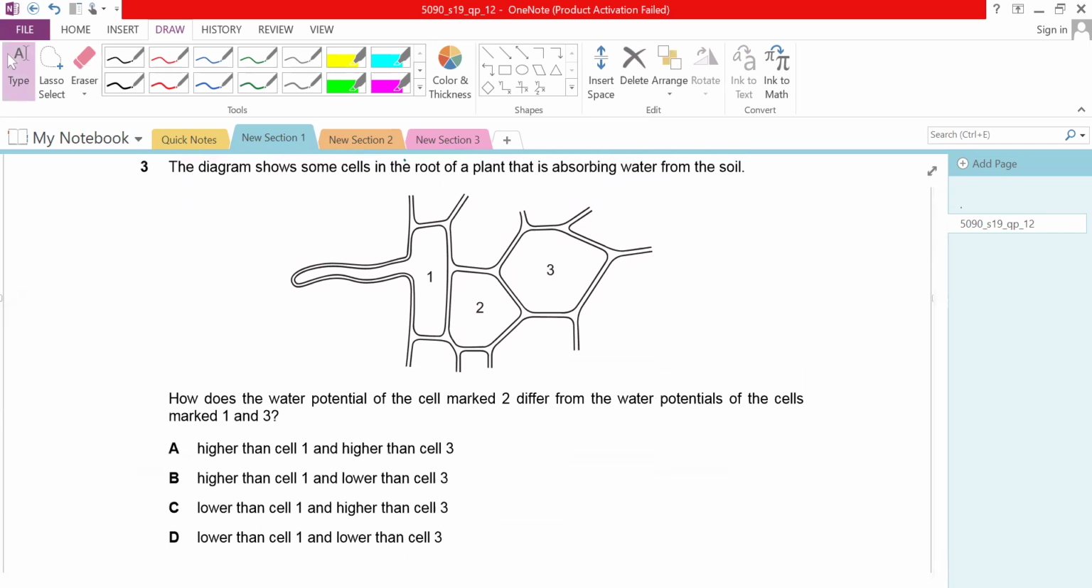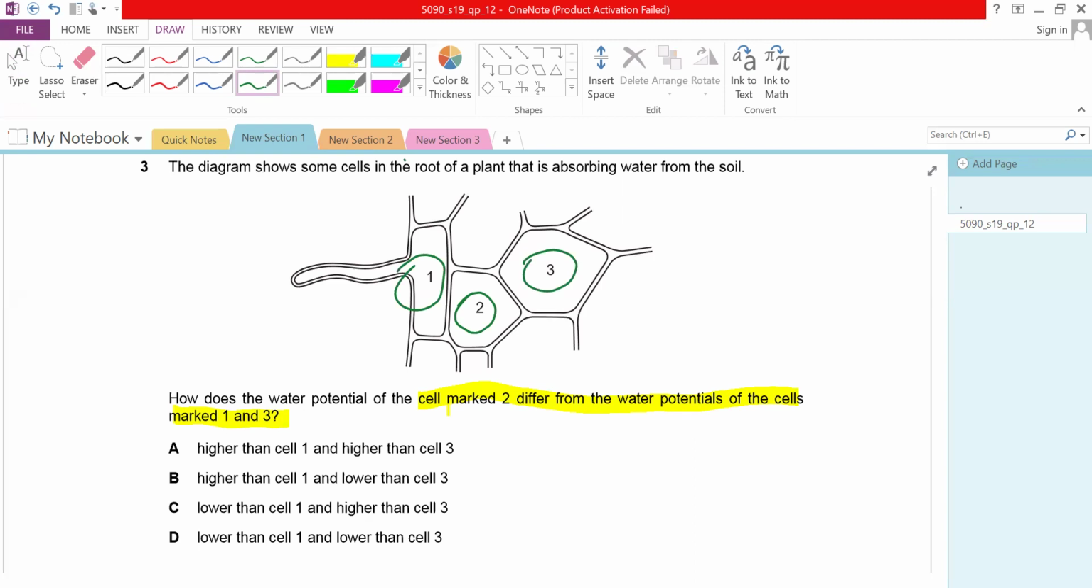This is question number 3. The diagram shows some cells in the root of a plant that is absorbing water from soil. How does the water potential of the cell marked 2 differ from the water potential of cells marked 1 and 3? So they are asking what the water potential of 2 is and how it differs from the water potential of 1 and the water potential of 3.